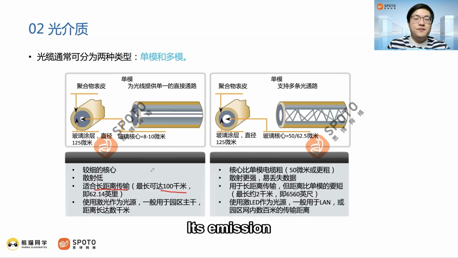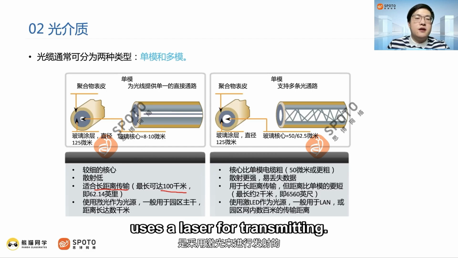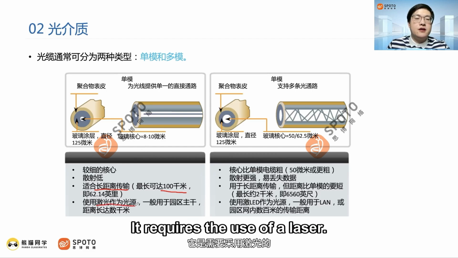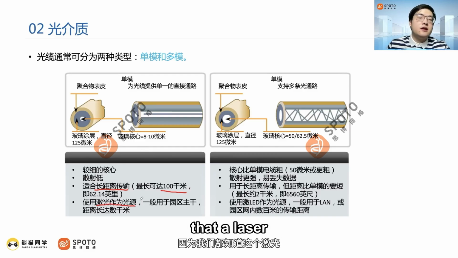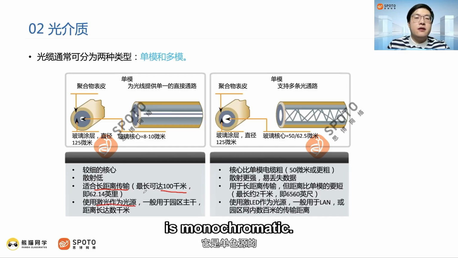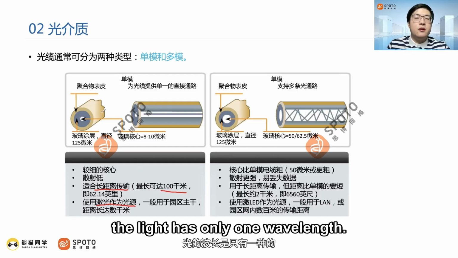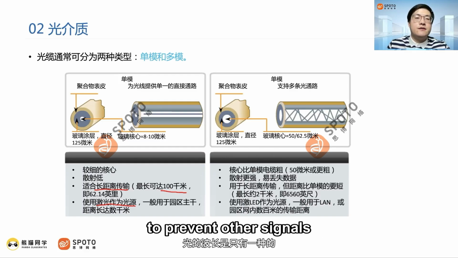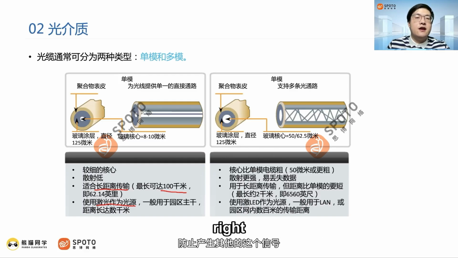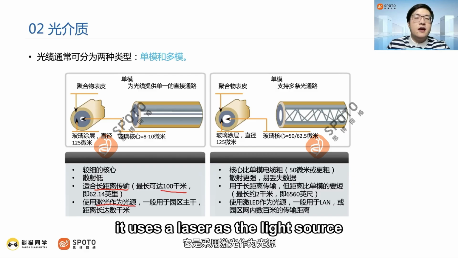Its emission uses a laser for transmitting. It requires the use of a laser, because we all know that a laser is monochromatic. When emitted, the light has only one wavelength, to prevent other signals from impacting the transmitted data. So when using single mode fiber, it uses a laser as the light source.